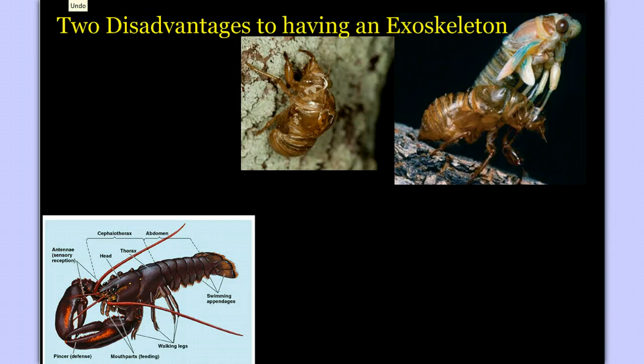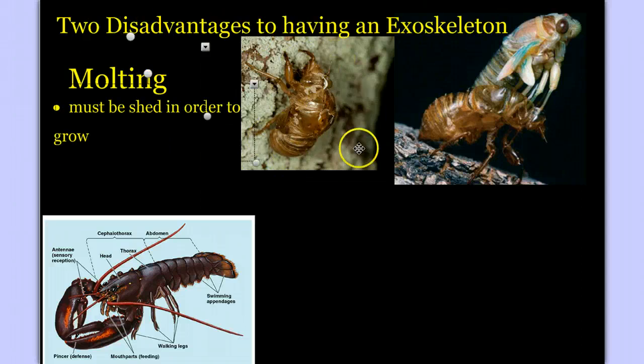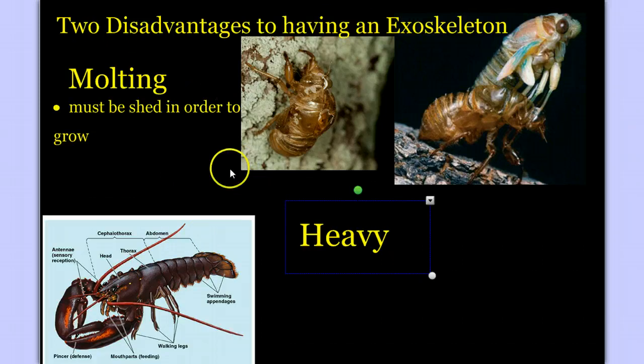What if you want to grow? How do you grow with this outside casing around you? Well, it turns out that arthropods have to molt or shed their exoskeleton in order to grow. You can see that happening here. What else is a disadvantage to having an exoskeleton? Well, the other thing I thought of was it's heavy. Carrying around this heavy armor is difficult.